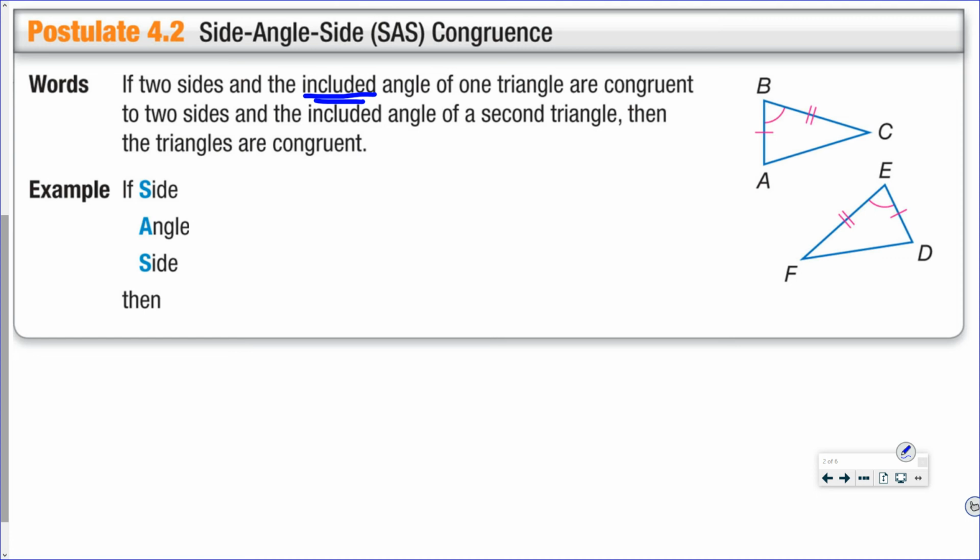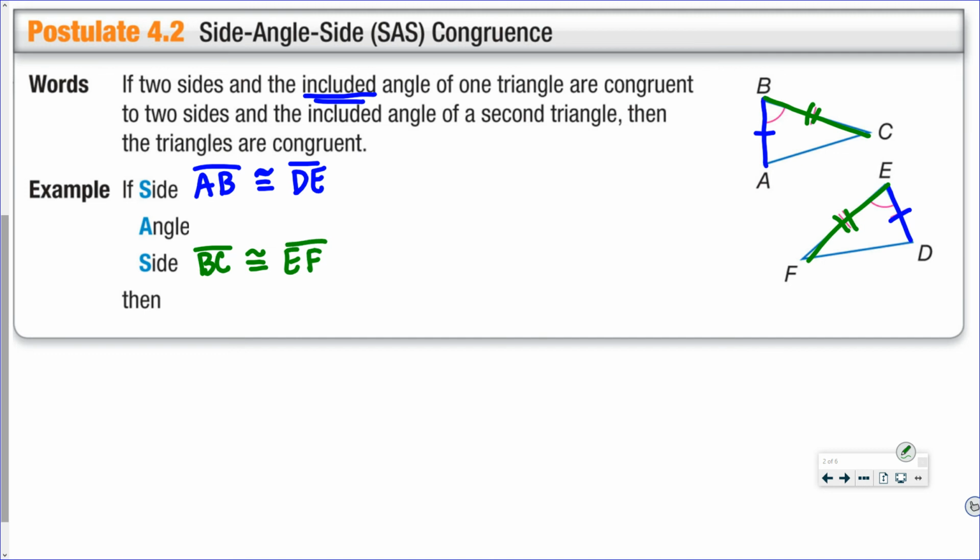So look at this example right here, like this picture. So we can see side AB is congruent to side DE. Then we can also see side BC is congruent to EF. Skip the angle part. We'll come back to that in a second.